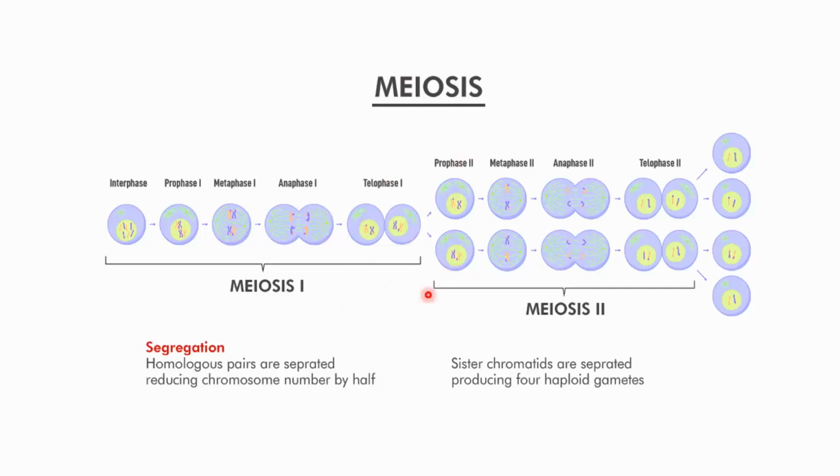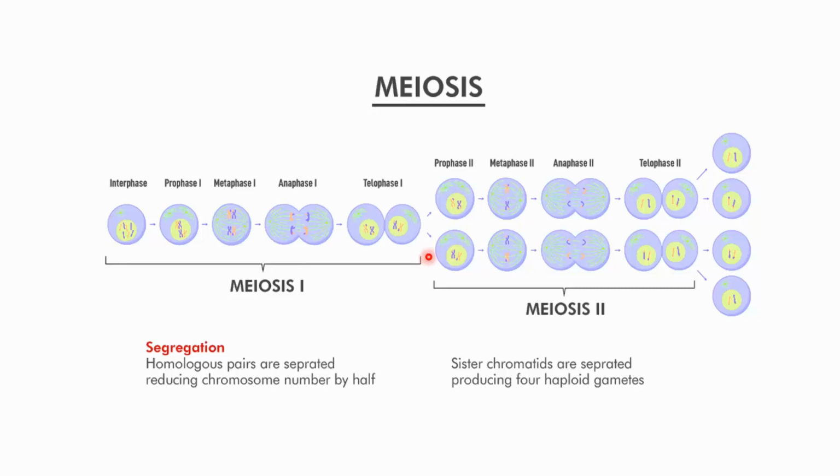After telophase 1, the cell enters the meiosis 2 stage, and the stages in meiosis 2 include prophase 2, metaphase 2, anaphase 2, and telophase 2, ultimately resulting in a tetrad of cells, or we can say we have 4 haploid cells at the end of meiosis. So basically in meiosis 1, as we will study later also, there is a segregation.